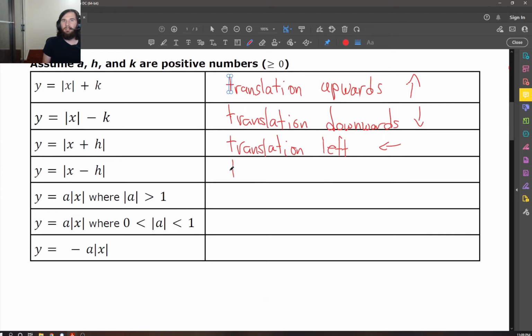And then subtracting h, like I just said, is a translation right. And then finally, a, where a is greater than 1, that is going to be a vertical stretch. And then if a is a fraction, that's going to be a vertical compression.